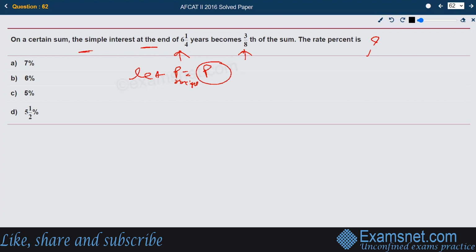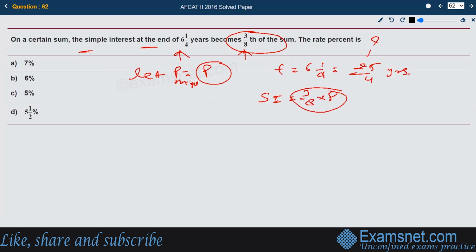So he says a certain sum, the simple interest at the end of 6 1 by 4 years. So the time is 6 1 by 4, that is nothing but 25 by 4 years. This is the time. It becomes 3 by 8 of the sum. So the simple interest is 3 by 8 times the principal, that is P for us. So this is my simple interest, this is the time, and this is the original principal, that is P. And they are asking us to find the rate percent value.